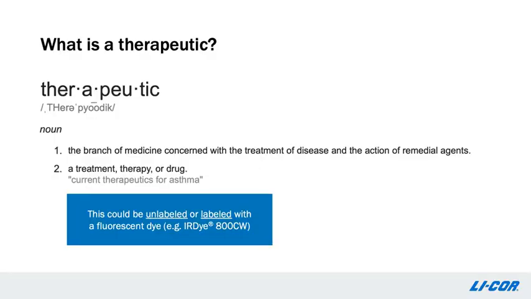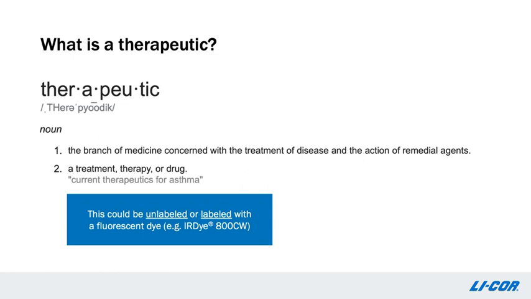A therapeutic is defined as a treatment, therapy, or drug. You've most likely heard of chemotherapy, which is a drug therapy frequently used to treat cancer. There are over 100 chemotherapy drugs on the market, all of which cause adverse side effects because they not only target cancer cells, but normal, healthy cells in the body as well.